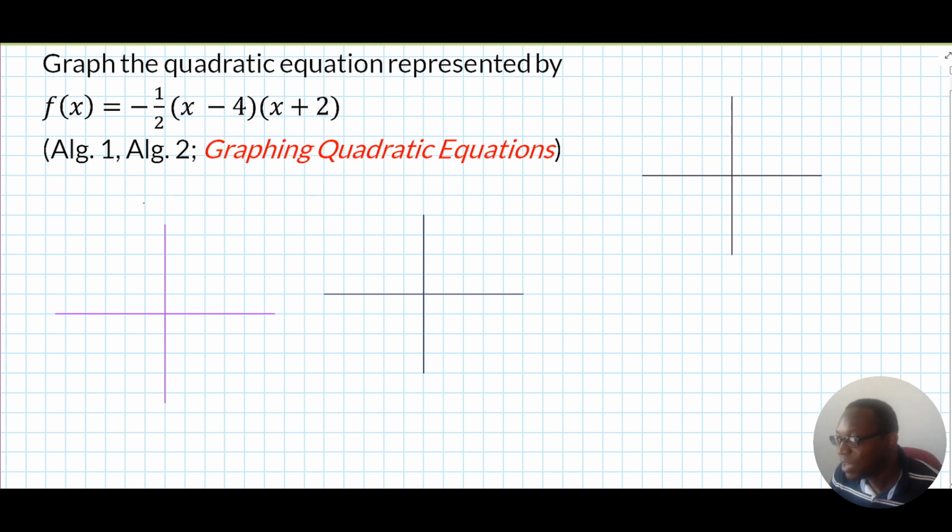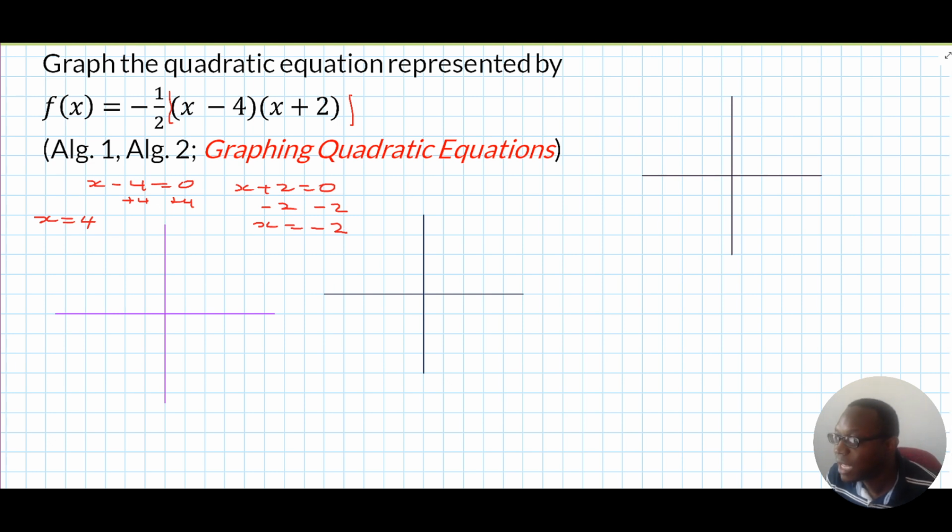We're going to start with just this part of the graph, from here to here. We're going to identify the roots of this equation first. So how do you get that? x minus 4 equal to 0. We're going to add 4 to both sides. So x equal to 4. And then x plus 2 equal to 0. We're going to subtract 2 from both sides. x equal to negative 2.